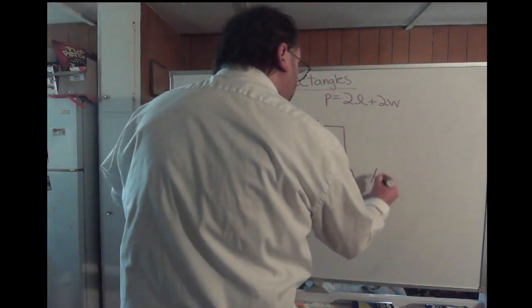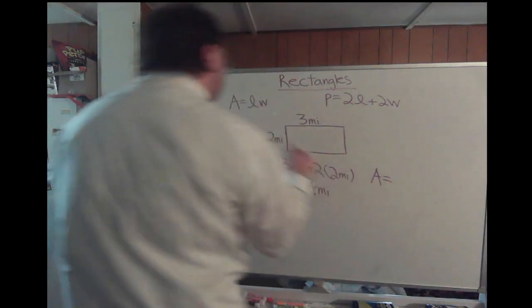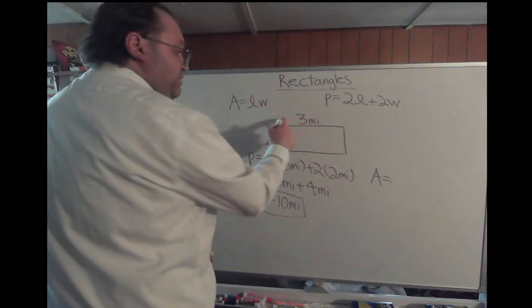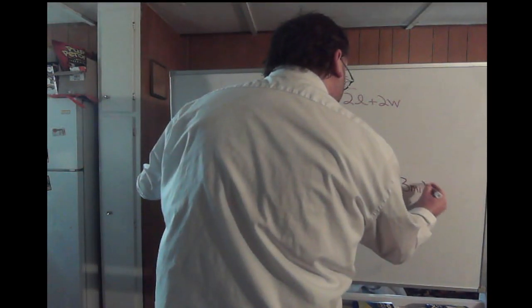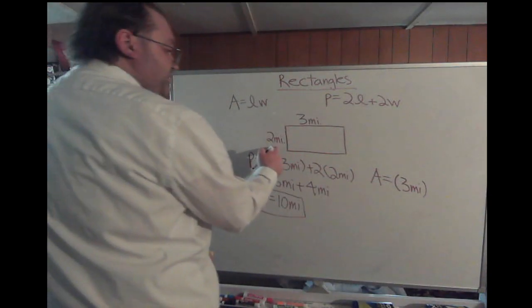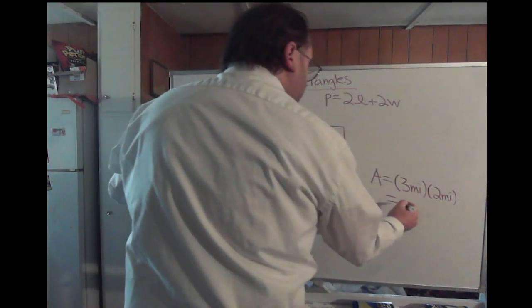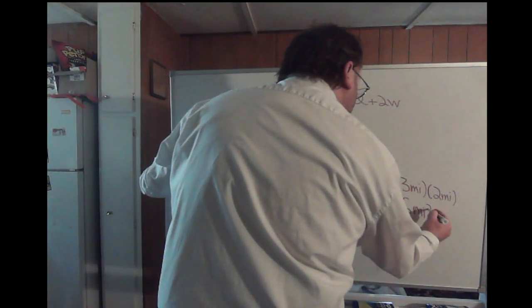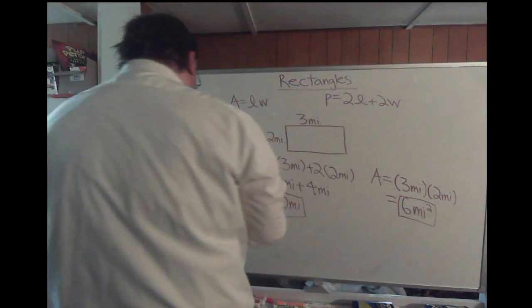Now let's find the area. The area is equal to the length times the width. So the length of this is 3 miles. You would have 3 miles times the width of 2 miles. So then when you multiply 3 times 2, you'll get 6, and then miles times miles is, well, miles squared. So the area is going to be 6 square miles.